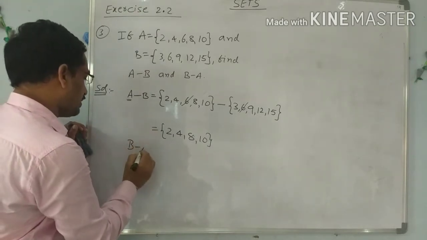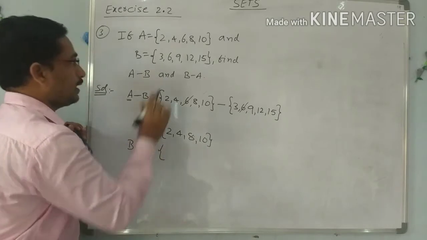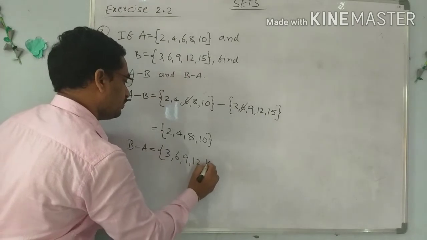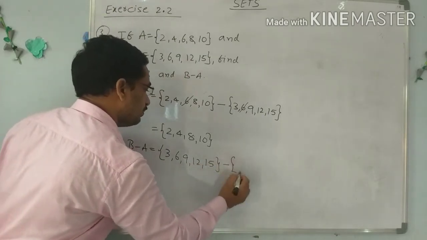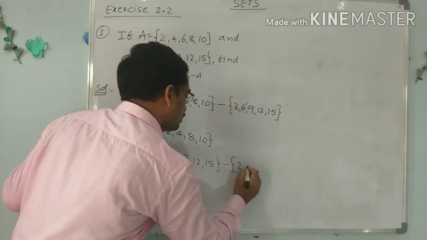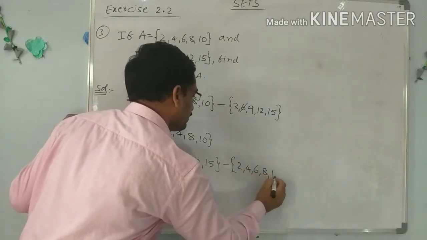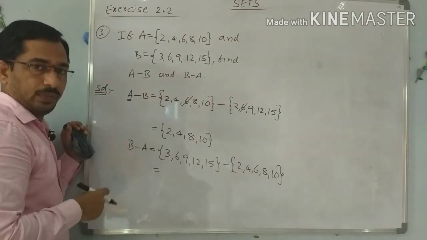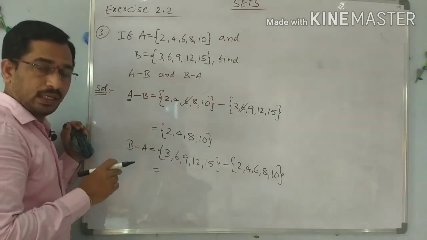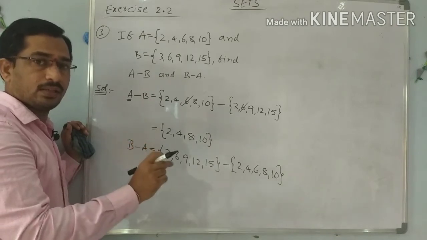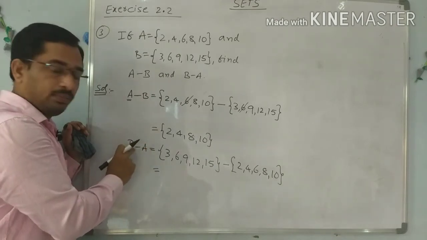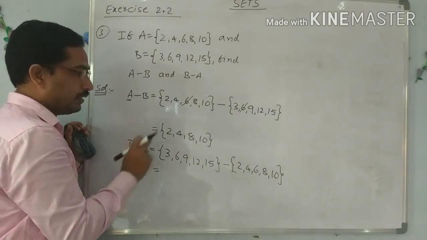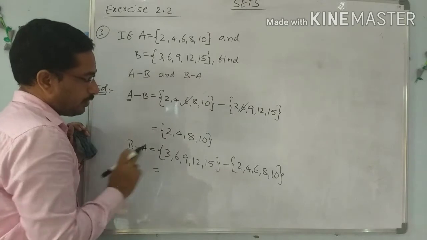Now B minus A. First write the elements of B: 3, 6, 9, 12, 15, minus elements of A: 2, 4, 6, 8, 10. Same here, we have to do the same thing. The elements of B minus A means x such that x belongs to B but x does not belong to A, means the elements of B only that are not in A. So again we have to apply the same trick.